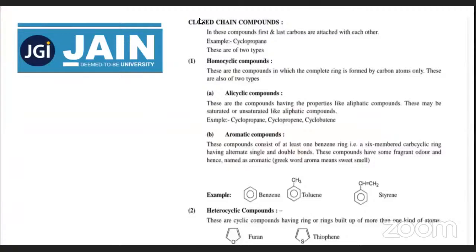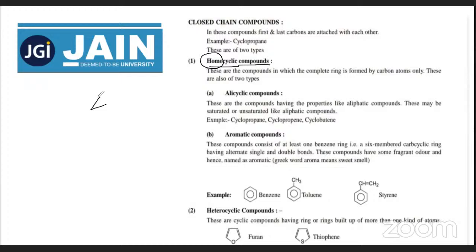So next, what we are discussing is your closed chain. So closed chain is basically what, they'll be closed. They'll form a closed chain. So in this we have what? We have two things. One is homocyclic. Homocyclic means, homo word means what? Only carbon atoms will be present in that thing.